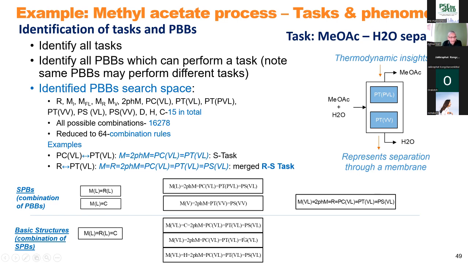So we can see that from the phenomena, we can get what we call SPB, which are basic structures, and then basic phenomena. And then by combining the SPBs, we get the basic structures, which look like unit operations that we know.